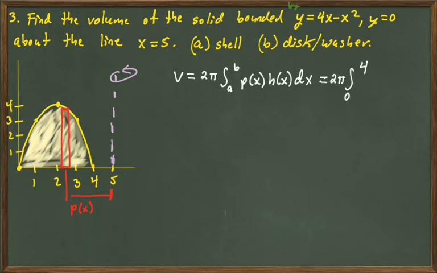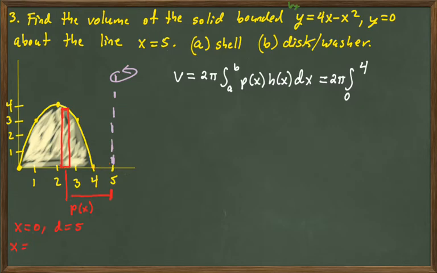Okay, so here's what we want to do. Let me use maybe a different color, let's use some orange. When we're all the way here at x equals 0, the distance from here to the axis of revolution is 5. Now, at the end of the limits of integration at 4, our distance from 4 to 5 is only 1.